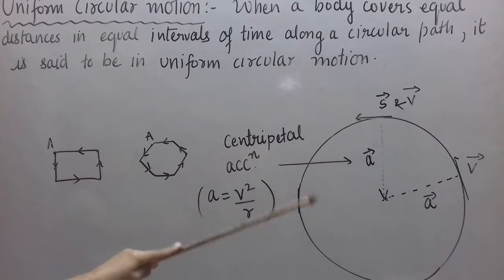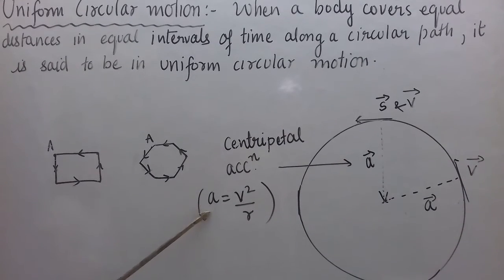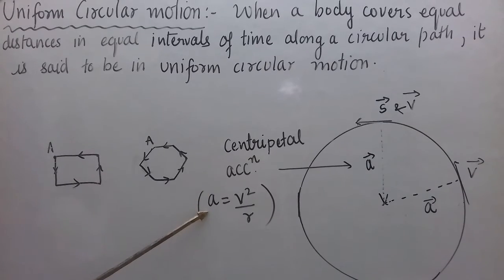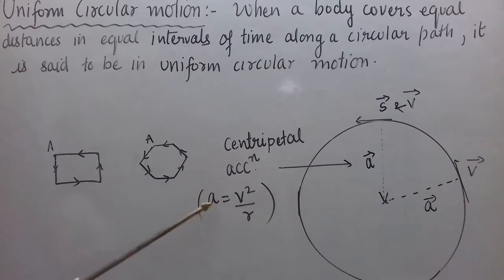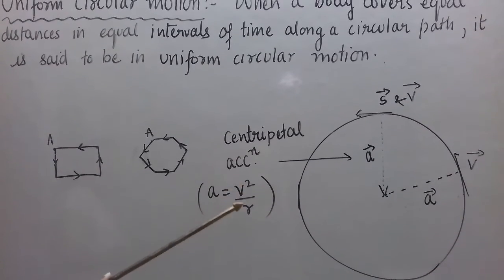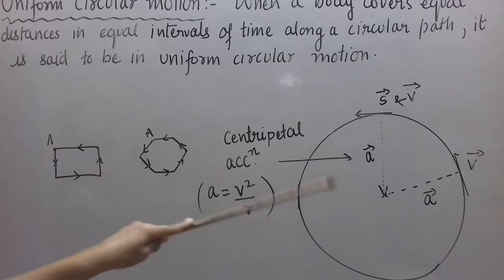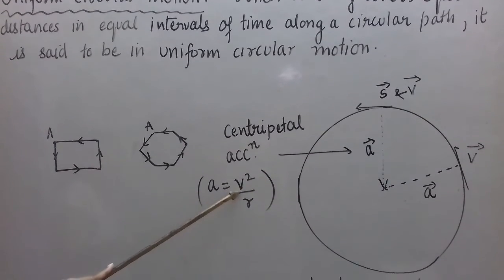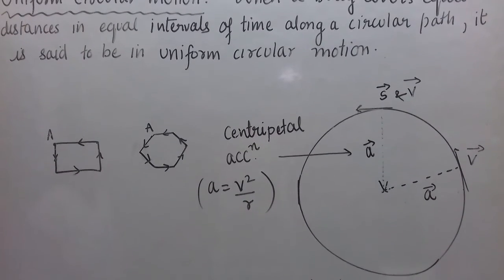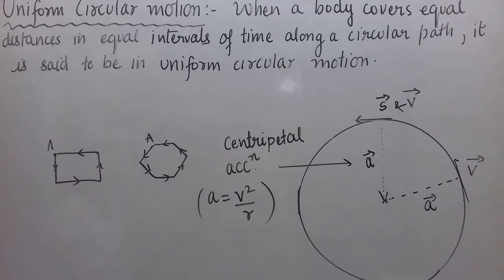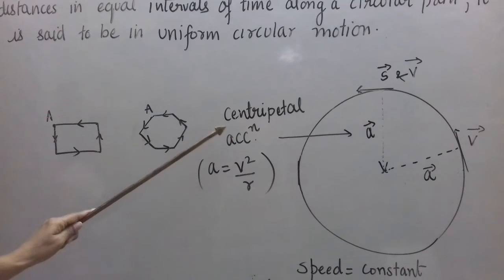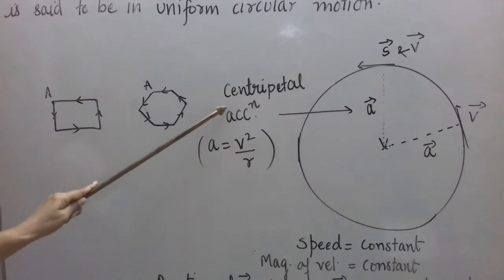And what is the magnitude? The magnitude of acceleration is constant, although the direction is changing. What is it? Just remember this value. We are not going to derive this formula. Centripetal acceleration is v square upon r, where r is the radius of the circular path and v is speed or magnitude of velocity. Okay, so I hope you have understood this uniform circular motion well, and you will remember that the direction of velocity is continuously changing, and in this case acceleration is there, which is called centripetal acceleration.